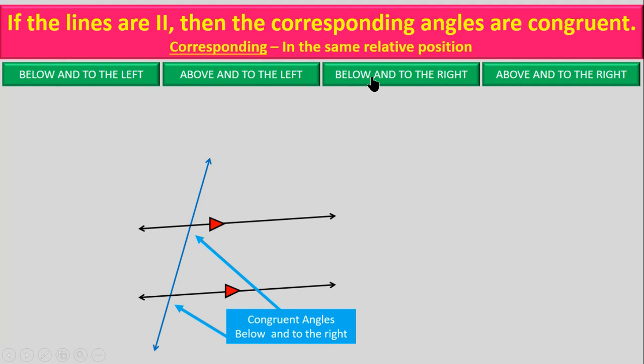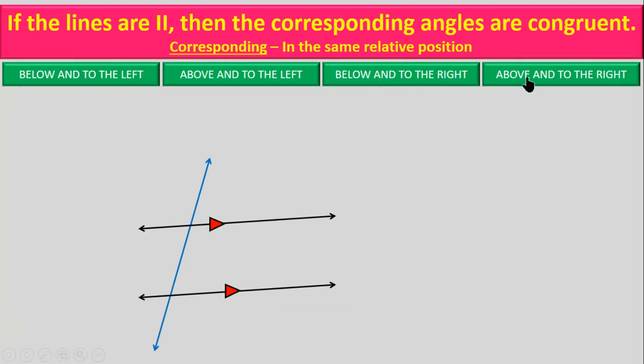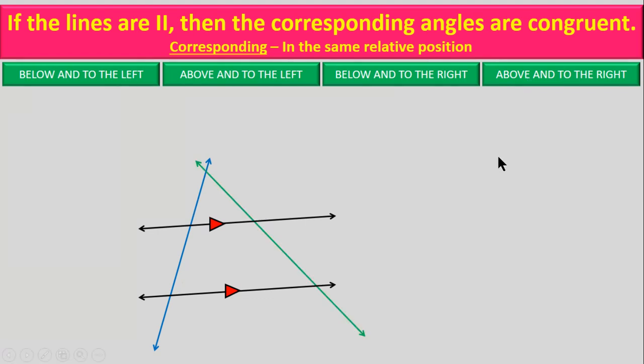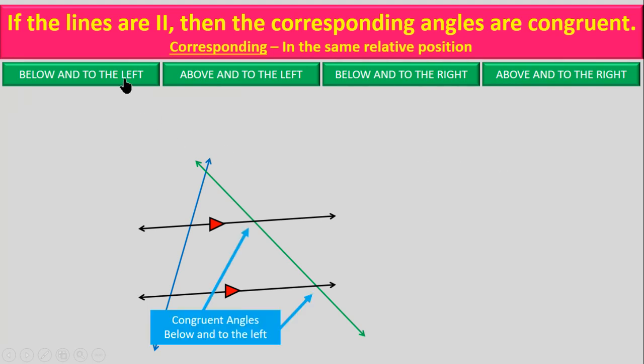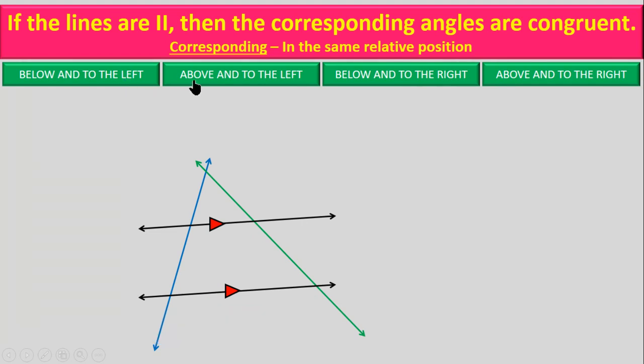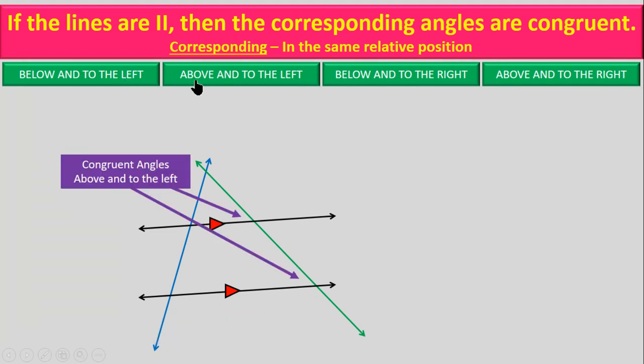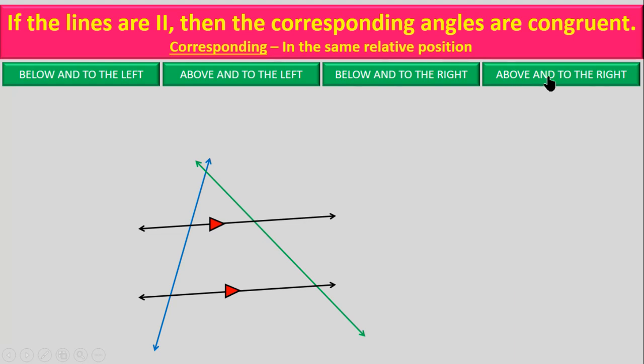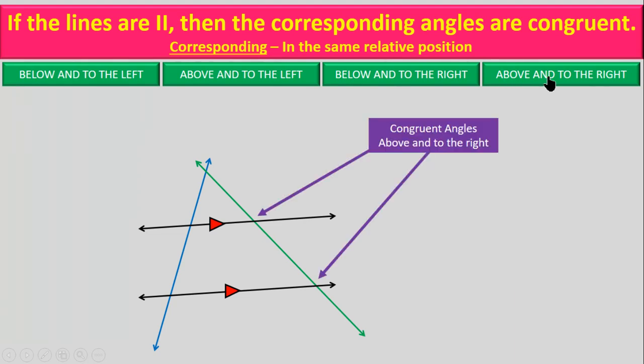The third pair of angles that we're going to look at are below the parallel lines and to the right of the transversal. Those are corresponding angles, and they are congruent. And the final pair are above the parallel lines and to the right of the transversal, and those are congruent corresponding angles. If we add a second transversal, the same pairs of angles are formed. We have a pair that's below and to the left, and those are congruent. We have a pair that's above and to the left, and those are congruent. We have a pair that's below and to the right, and those are congruent. And we have a pair that is above and to the right, and those are congruent.